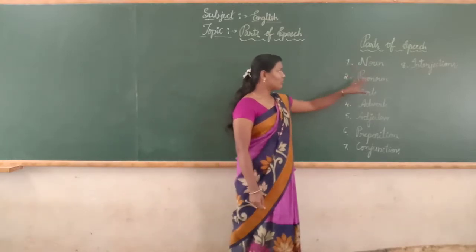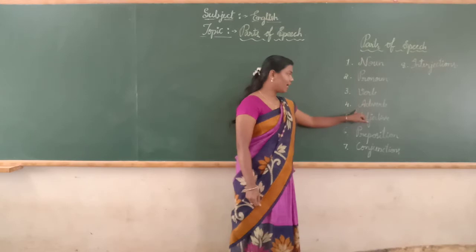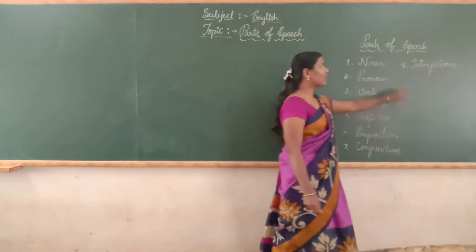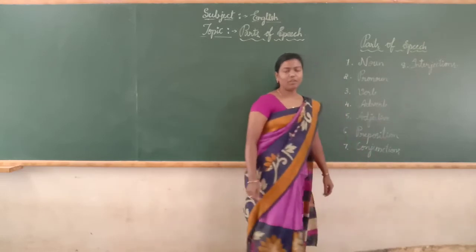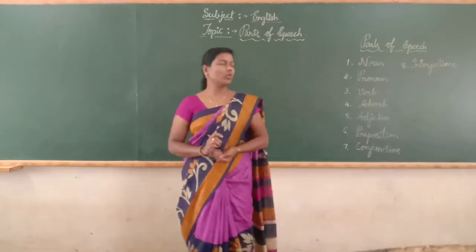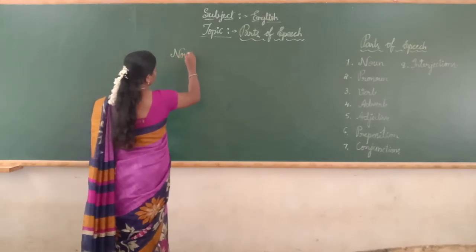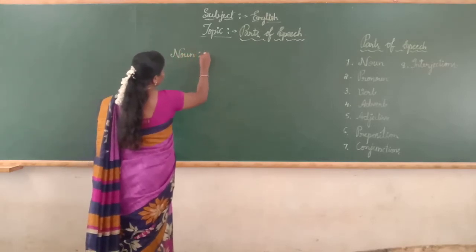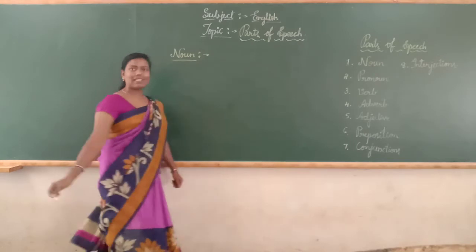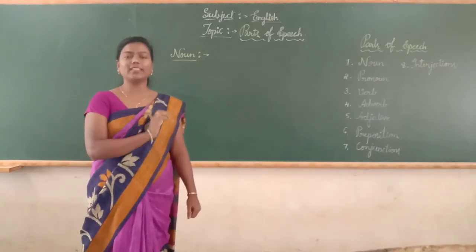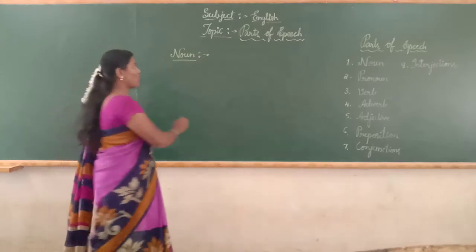They are noun, pronoun, verb, adverb, adjective, preposition, conjunctions, and interjection. Firstly, we are discussing the word noun. Noun is the name of a person, place, animal, and thing. It is called as noun.